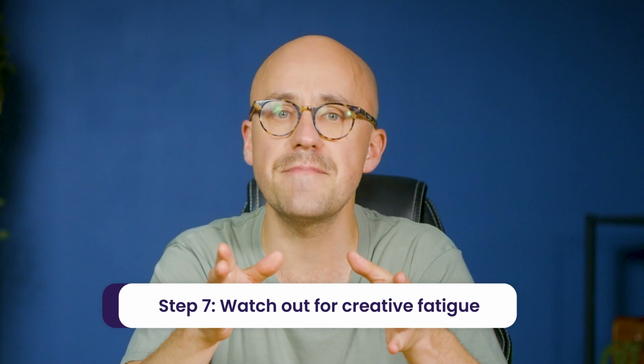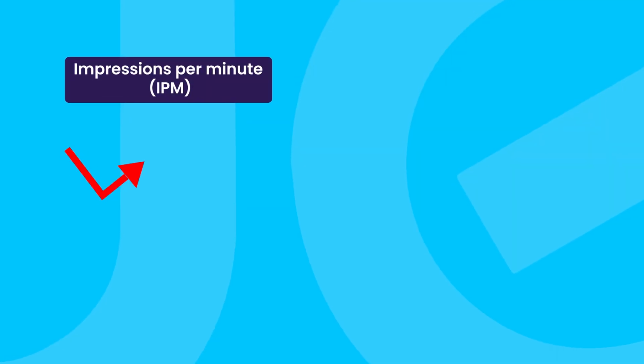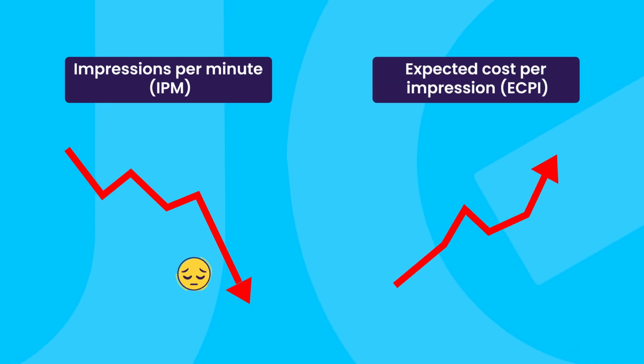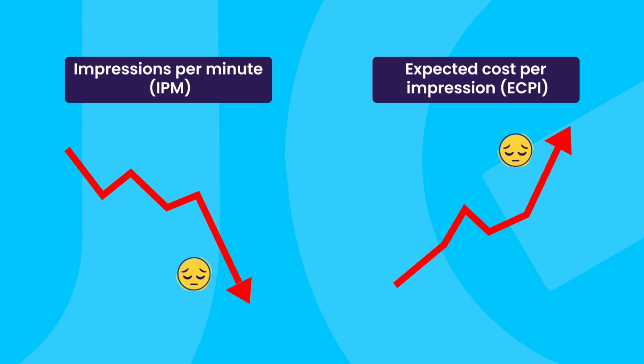That's when you see your winning campaign getting less clicks and notice your ad has had a drop in impressions per minute, IPM, coupled with stagnant costs and a rising expected cost per impression, eCPI. You'll want to flag it right away as it leads to budget loss and a decrease in ROI.